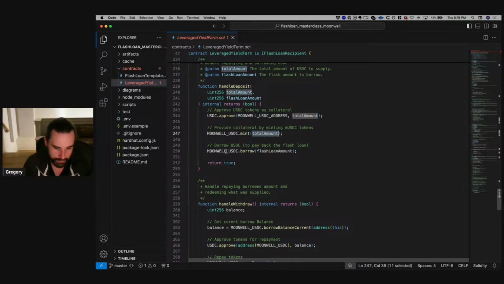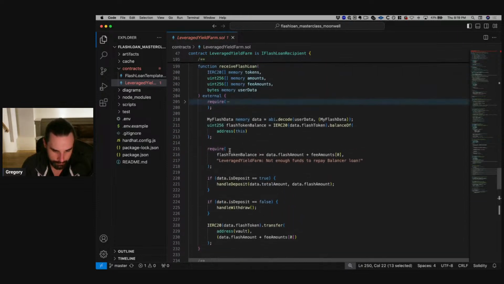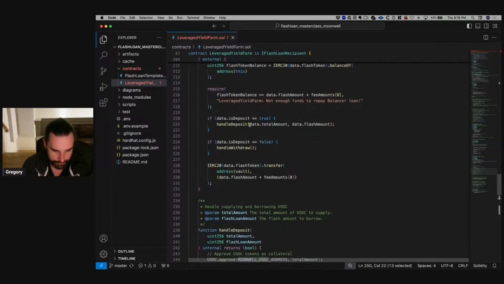And then we turn around and borrow from the exact same market, mUSDC, borrow the flash amount. So we're minting $100 total here, and we're borrowing $70, which is the flash amount, from the same market. Then whenever handle deposit is done, we skip over this line because this is not false. We pay back the flash loan with this line: ERC20, data flash token, transfer, address vault, data flash amount, plus any fees, which there are no fees in this case.